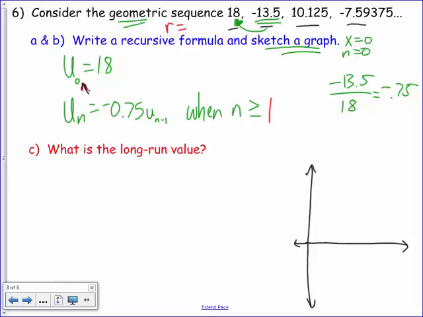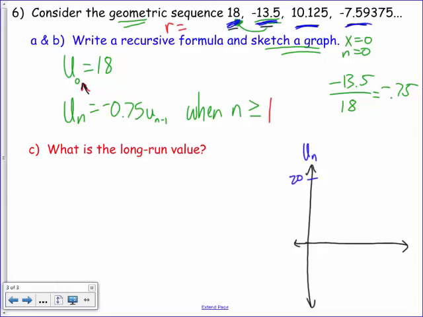Well, can I already tell what my biggest y value, or biggest u sub n value, is, and my smallest? Sure, this one you can look at and see, right? I'm starting at 18, and then it goes to negative 13.5, and then to 10.125, and then to negative. So the numbers are getting smaller, and they're just bouncing back and forth between positives and negatives. So I know that 18 is going to be my biggest one on the y-axis, or the value of the sequence. So really, I could probably put this at 20.